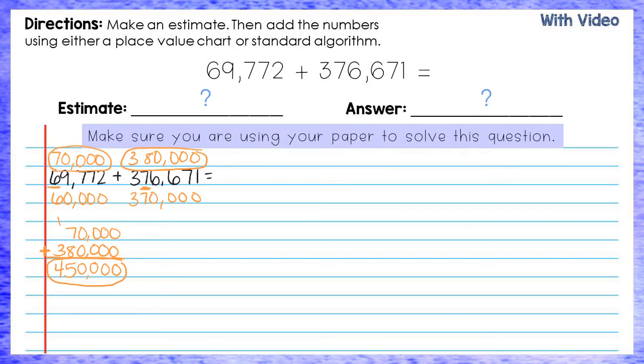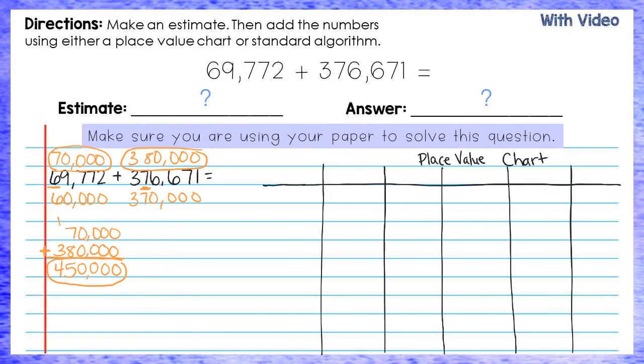Let's do our place value chart. Go ahead and draw your place value chart, try to solve, and then play the video to see if you were correct. Okay, we have our ones, tens, hundreds, thousands, 10,000s, and 100,000s. Now we're going to put our dots in. So our first number will be represented in blue and our second number in red.